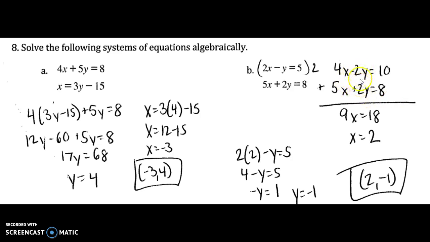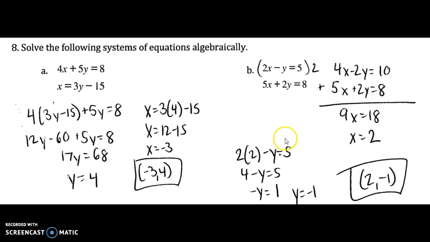and you'll see my negative 2y and the positive 2y, those are opposites. And that's your goal. You want to get opposites for x's or y's. So when I add them together, they cancel out because the negative 2y plus a 2y is equal to 0. And we add our other two portions together, 10 plus 8 is 18, 4x plus 5x is equal to 9x, and we solve for x here.